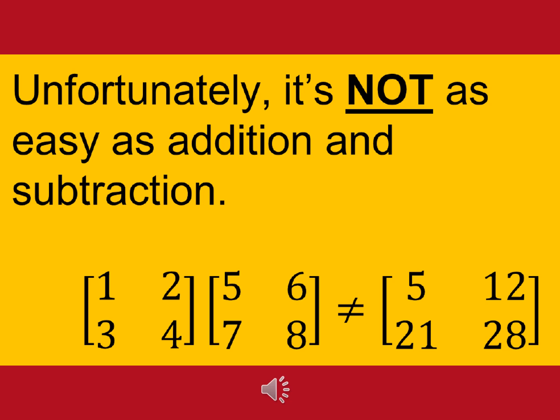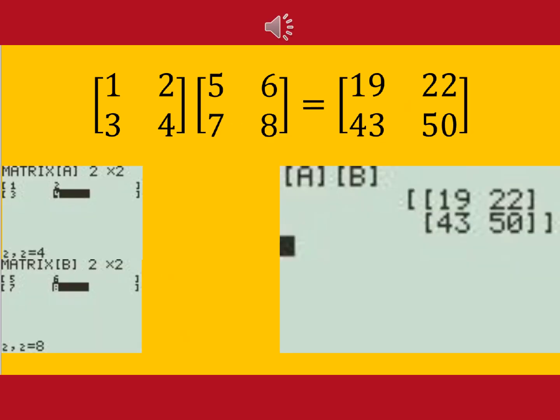If I was at school today, I'd probably ask people what they thought the answer was, and almost certainly most people would tell me that it's 5, 12, 21, and 28. They would just think, okay, we're just going to multiply all the numbers that are in the same places like we added. But that's not quite how it works. Here are some screenshots that show you how the multiplication on the graphing calculator is working. You can see I put 1, 2, 3, 4 in as matrix A, 5, 6, 7, 8 in as matrix B. And when you do A times B, the answer isn't probably what you would have expected. You end up getting 19, 22, 43, 50.